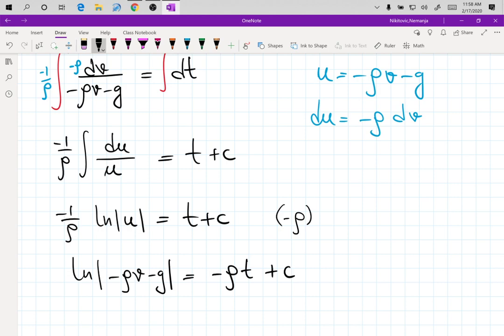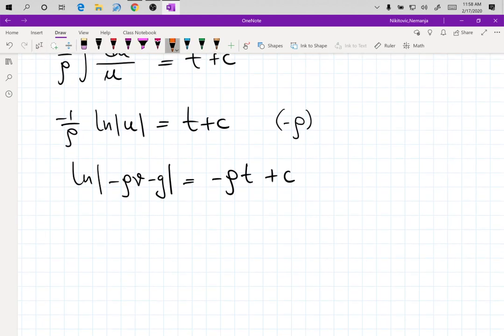so now all we need to do is e both sides and just solve for v, and you are done. So just algebra left. So we're going to e both sides, and we're going to get negative rho v minus g equals e to the negative rho t, and I'm just going to say times e to the c. Now that e to the c. Good.